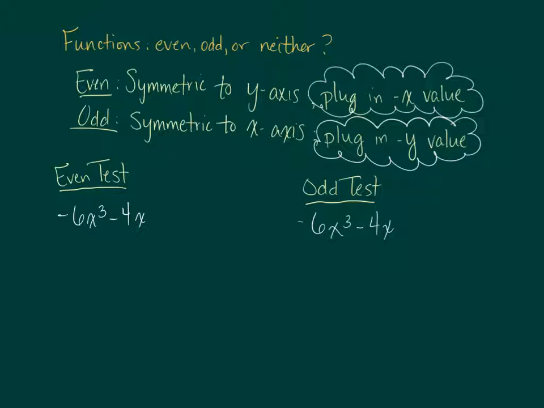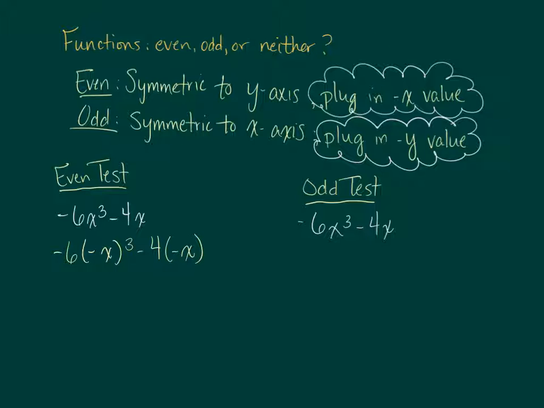For the first problem, you have to determine whether a function is even, odd, or neither. Here are a couple quick tips. To find out if a function is even, that means it's symmetric to the y-axis, so you have to plug in a negative x value. So what we'll do here, we're going to do -6 times the quantity of negative x cubed minus 4 negative x. And then we just simplify it from there.